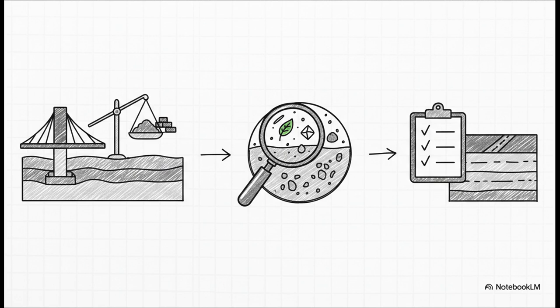A low G, that might be a clue that there's a lot of organic material in there. A really high G, that could point to some specific heavy minerals. All of this info is totally vital for classifying the soil and figuring out what you can and can't do with it in construction.